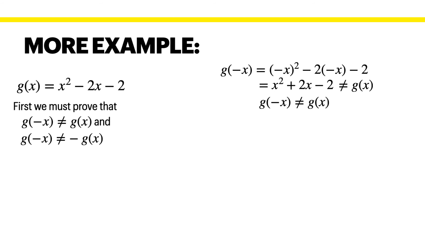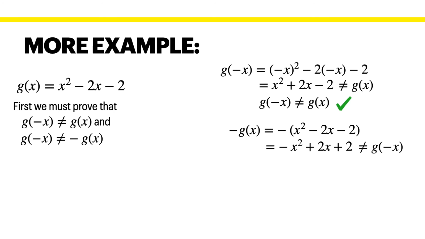So we need to conclude that this is not equal to g of x, which is the case. Next, we need to try this one now. Let's try to multiply the whole function itself by a negative number. Multiplying negative to the whole thing, we end up with negative x squared plus 2x plus 2. And obviously, this is not going to equal g of negative x, which is the one we got before.